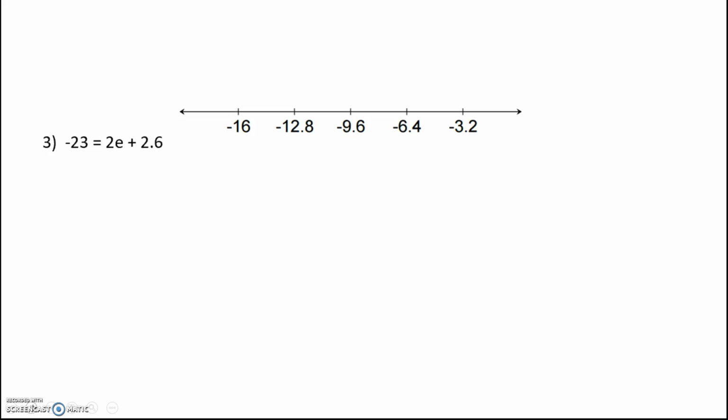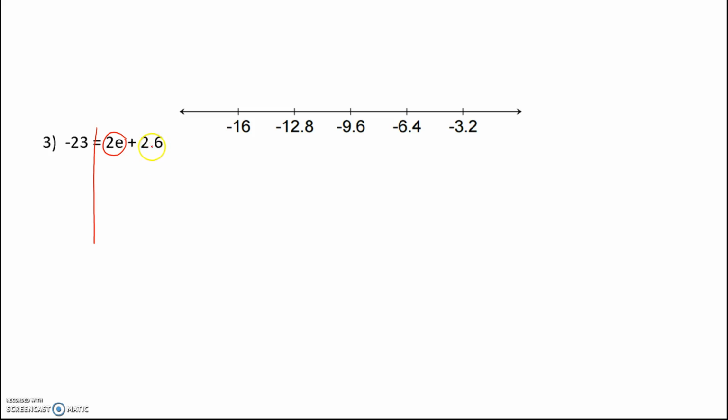All right, so number 3, this is just a decimal one, so I encourage you to please press pause and try to solve it by yourself first before you peek and see how it should be done. Okay, so I'm sure you drew a line down your equal sign. And we are trying to get 2e by itself.